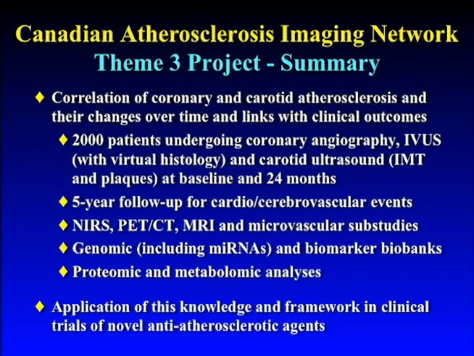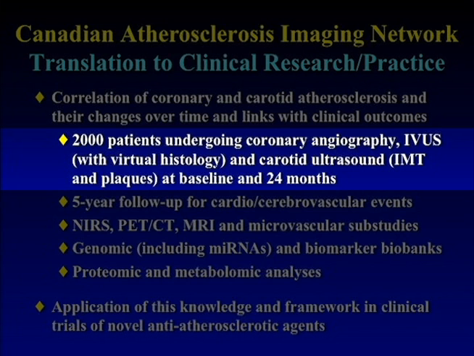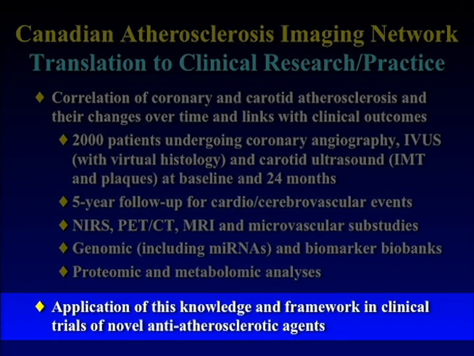So in summary, CAIN Project 3 is an attempt to correlate rates of atherosclerosis progression in coronary and carotid arteries and trying to link those with future clinical outcomes in 2,000 patients, with a number of sub-studies that I mentioned, and we think that this is a nice framework for future clinical trials.